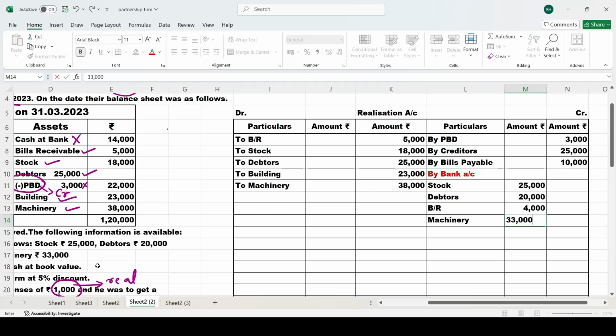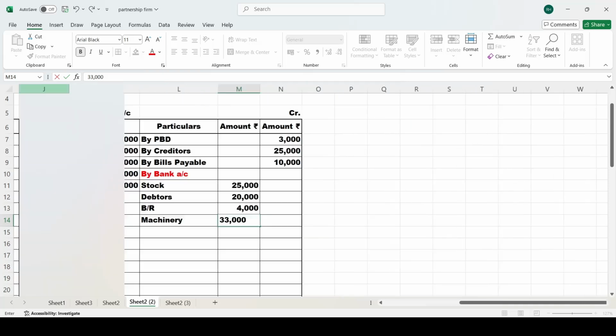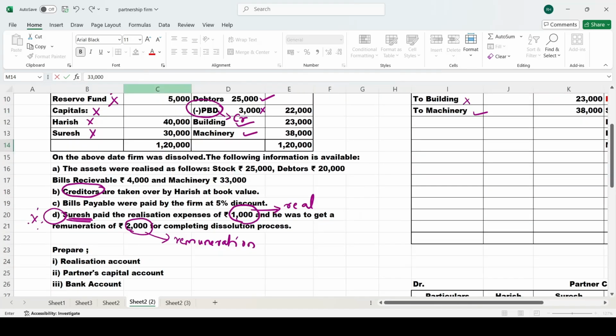Okay, done. We'll check once whether we have recorded all the assets or not. Bills receivable, yes, we have sold. Stock we have sold. Debtors we have sold. Building, no, we have not sold. Machinery we have sold. Now you check buildings, whether any partner has taken over, whether it has been given in the adjustments or not. We'll just go through that.